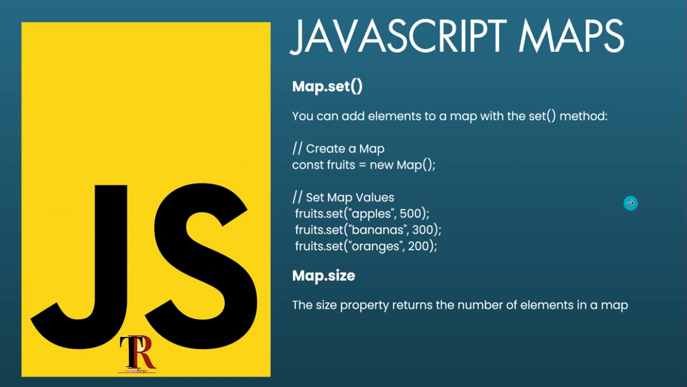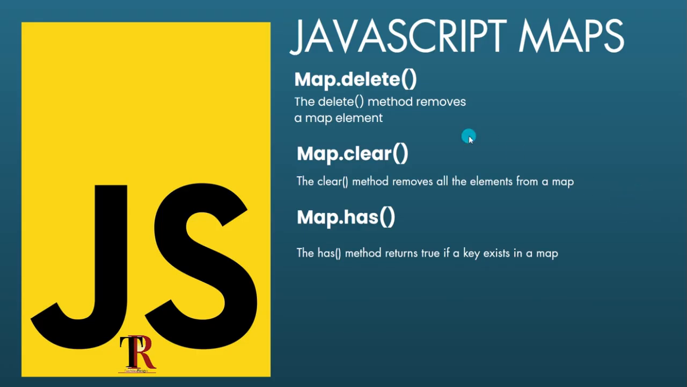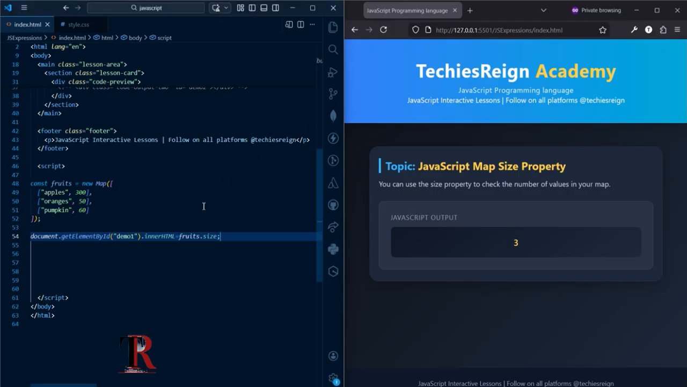So moving away from this, let's quickly take a look at the map delete method. The difference between a property and a method is that when we are talking about a method, it is usually denoted by an opening and closing bracket to signify that this is a method and not a property. Now, the delete method removes a map element. If you want to remove a map element, you use the delete method. And let's take a look at an example by which you can actually do that.